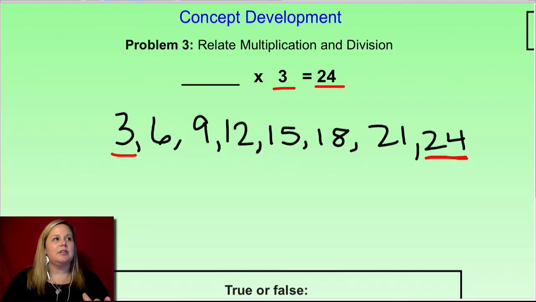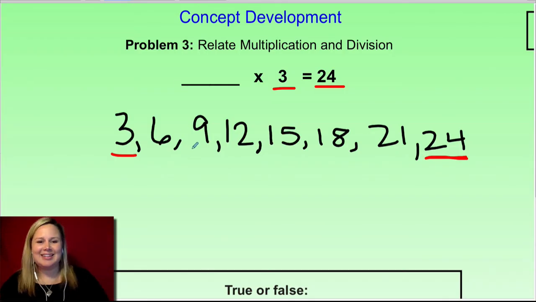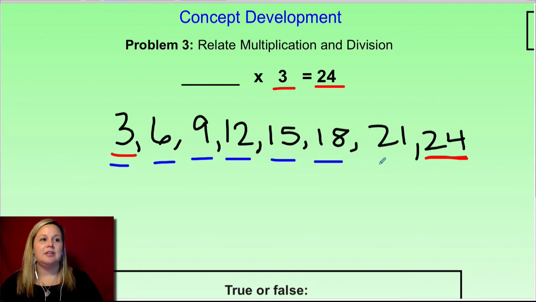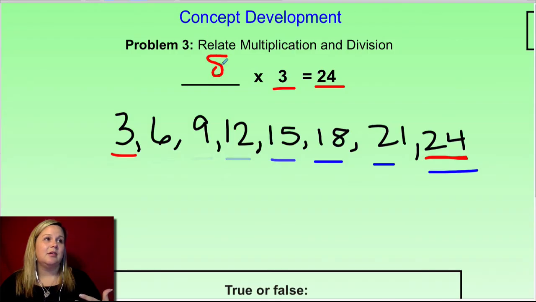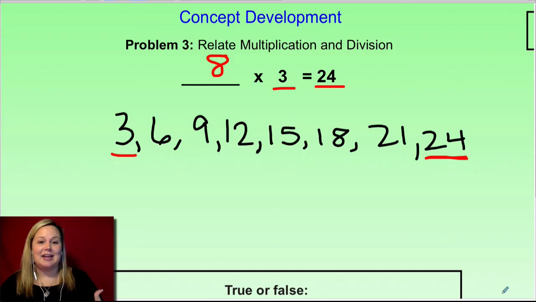So now what I want us to look at is how many times did I count by 3s? Okay, so let's do this. 1, 2, 3, 4, 5, 6, 7, 8. So that means that my other factor in my problem is going to be 8 because I counted 3 8 times. So you can say, how many 3s make 24? You would say 8 3s make 24.